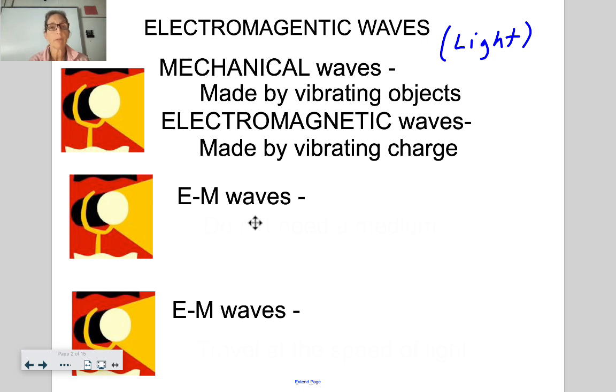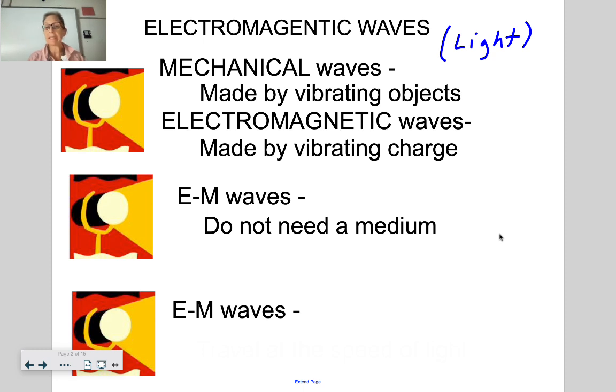Electromagnetic waves are also different from mechanical waves in that they don't need a medium. So we can see the stars, we can see the moon, even though between us and there is nothing but empty space. We can see the light. This is different from mechanical waves, which do require a medium. Electromagnetic waves can travel through empty space.